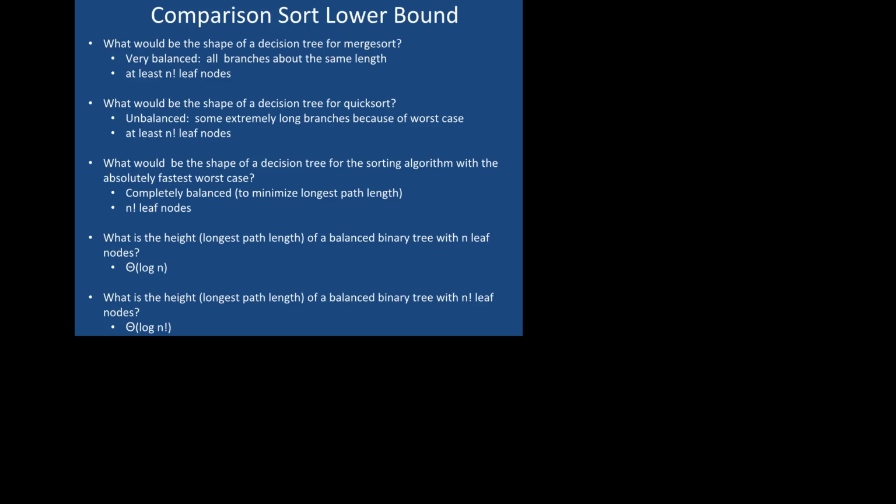Okay, so when I said that the more balanced the tree, the better the algorithm, what I mean is the better the worst case of the algorithm. I'm not talking about the average case. And the worst case for merge sort is a lot better than the worst case for quicksort.